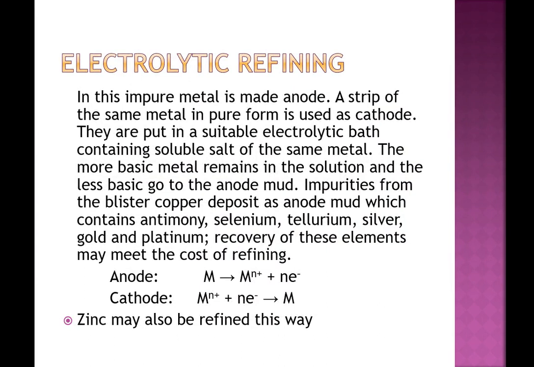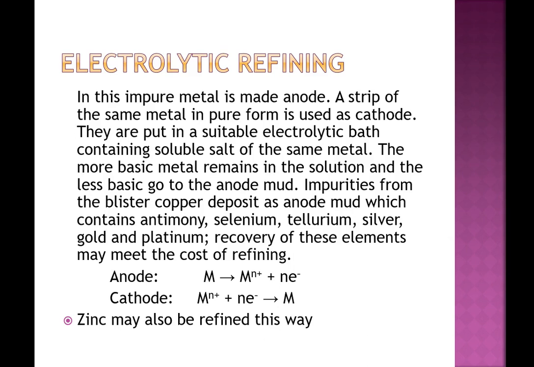Next is electrolytic refining. In this method, the impure metal is made to act as anode. A strip of the same metal in pure form is used as cathode. Both of them are put in a suitable electrolytic bath containing a soluble salt of the same metal. The more basic metal remains in the solution and the less basic goes to the anode as anode mud. Anode mud basically contains impurities.